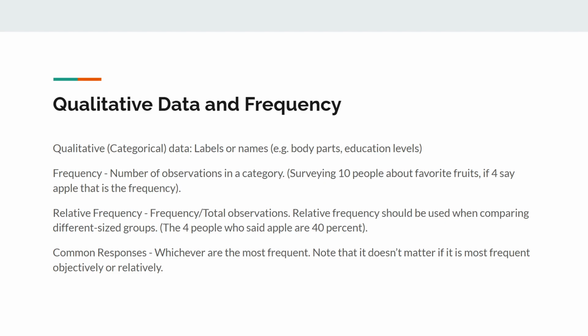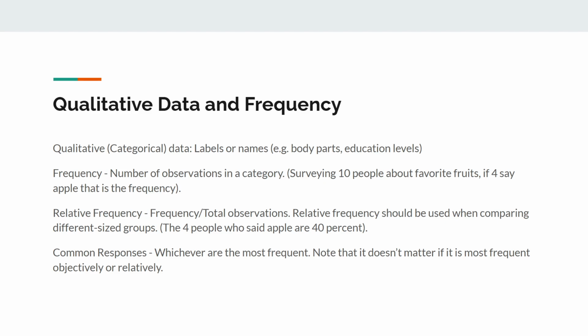So relative frequency should be used when comparing different size groups. So the 4 people who said apples would be 40% of the entire survey, and therefore that's the relative frequency. So then if we scale that up to another survey that found that 40 people said apples are their favorite fruit, then that would be equal, as opposed to 40 people versus 4 people.